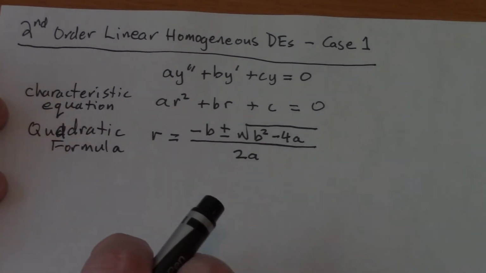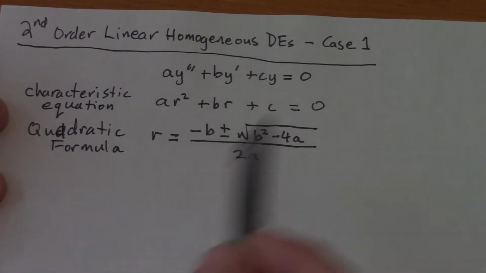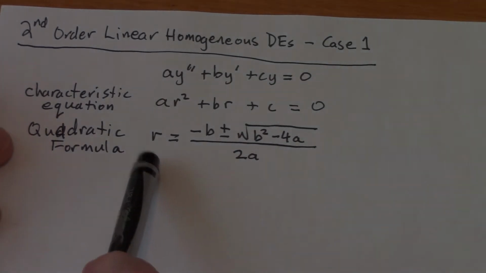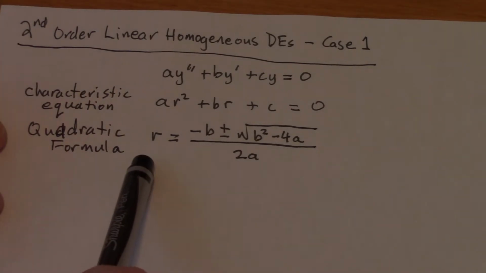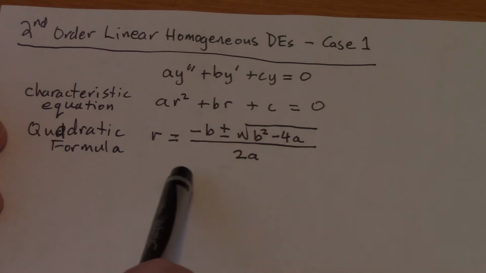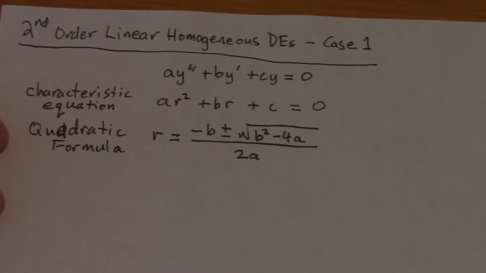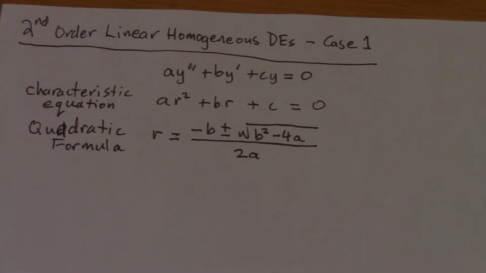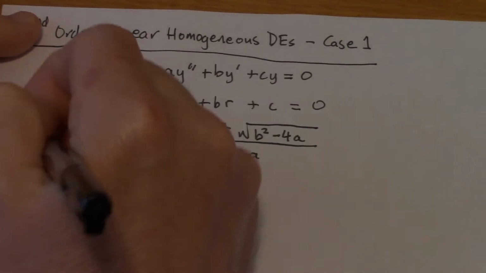And I just went one more step further and solved that using the quadratic formula. And this is how you're going to see there's three cases. So r is equal to negative b plus or minus the square root of b squared minus 4ac, over 2a. And how do we get three cases? Well, it has to do with that thing inside the square root.